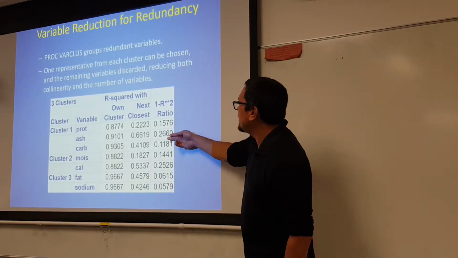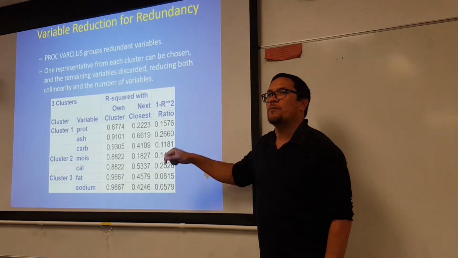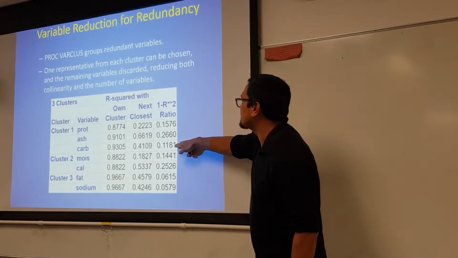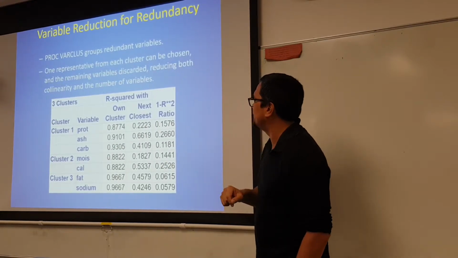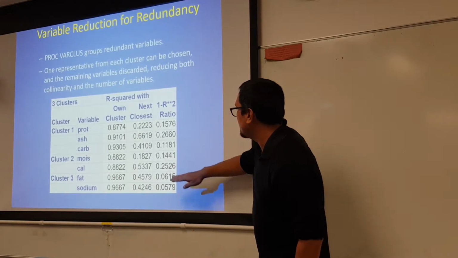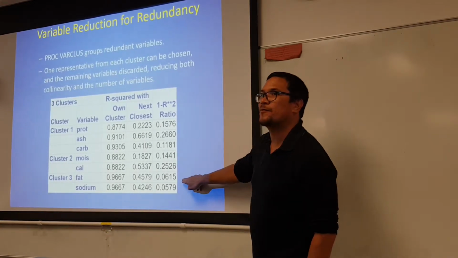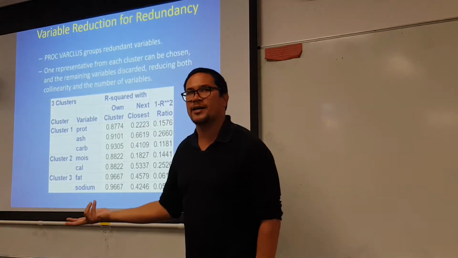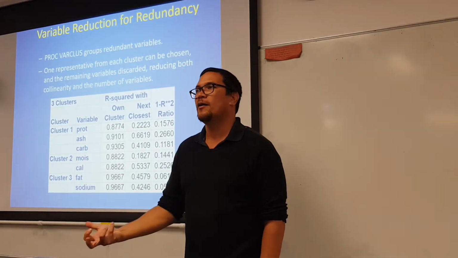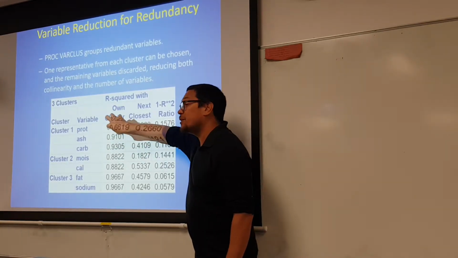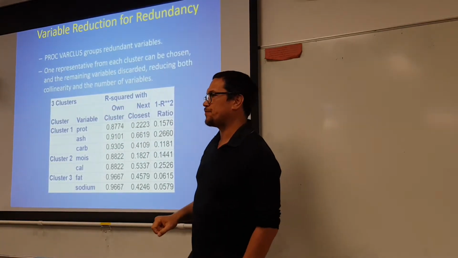So one method is to choose one variable within each cluster that has the lowest 1 minus R squared ratio. Right? So you choose carbohydrates, you choose moisture, and you choose fat. The idea being that these 3 are quite different from one another, but representative of the other variables that make up their own cluster.